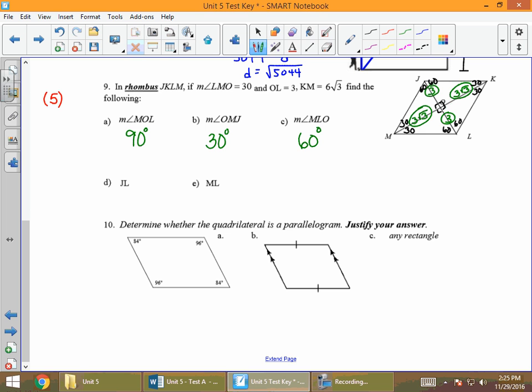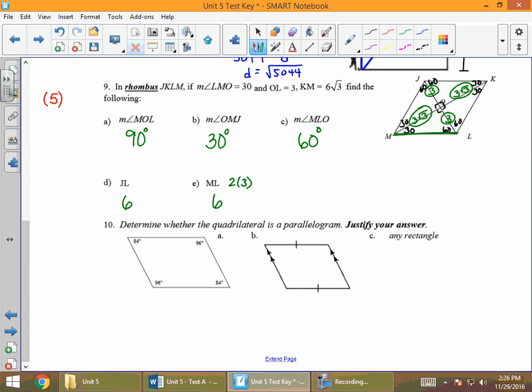J to L, this whole segment, each half was 3, so 3 plus 3 is 6. And then ML, this distance out here. I'll look at the 30, 60, 90 triangle. Across from 30 is 3, that's the short side. I'm looking for the hypotenuse, so this is 2 times the short side. So 2 times 3 is also 6.